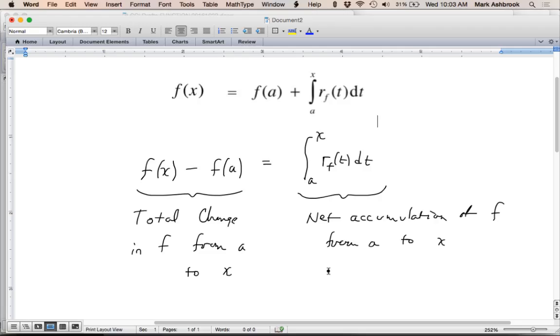So it's the same value, but it's kind of two different perspectives on it. This perspective is a little bit of accumulation at a time, m dx plus m dx plus m dx, summing up to some total amount of change. Well, that total amount of change is what? The final amount minus the initial amount. So the total change in F from A to X is equal to the net accumulation of changes in F from A to X. This makes perfect sense. Does it make sense?